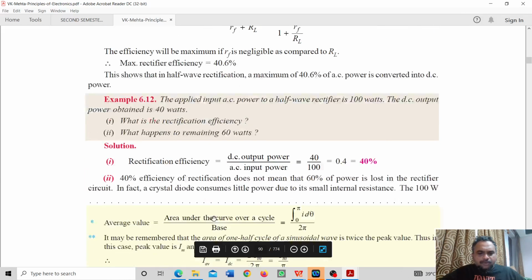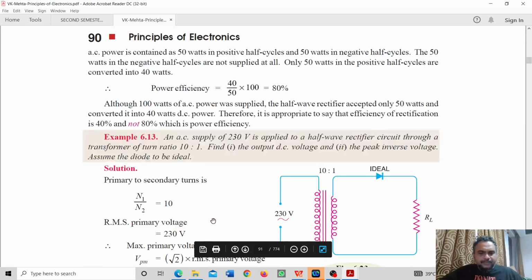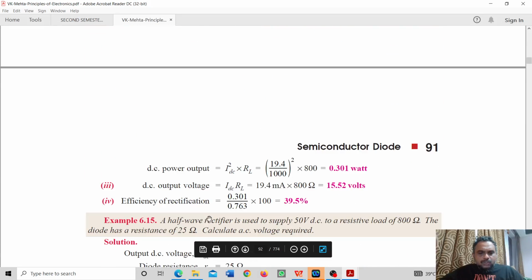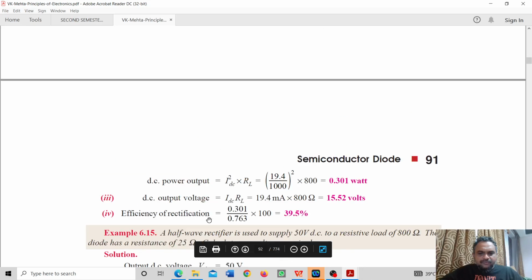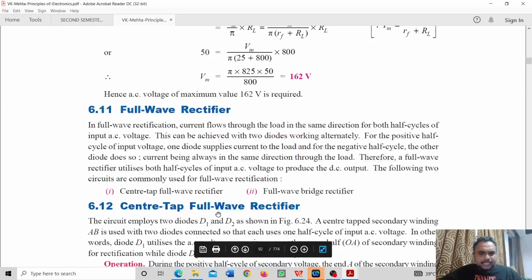One more factor we have to understand is the ripple factor. Ripple factor is basically the amount of AC component relative to the DC component, that we will discuss in the next video.